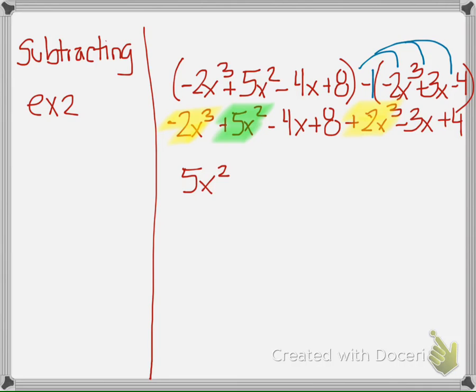Moving along the process, I have my negative 4x and a negative 3x. You combine those like terms, you get a negative 7x. And then last but not least, we want to combine our constants. Looks like I used yellow already. Let's use purple. So 8 and 4 become 12. And there goes our final answer.